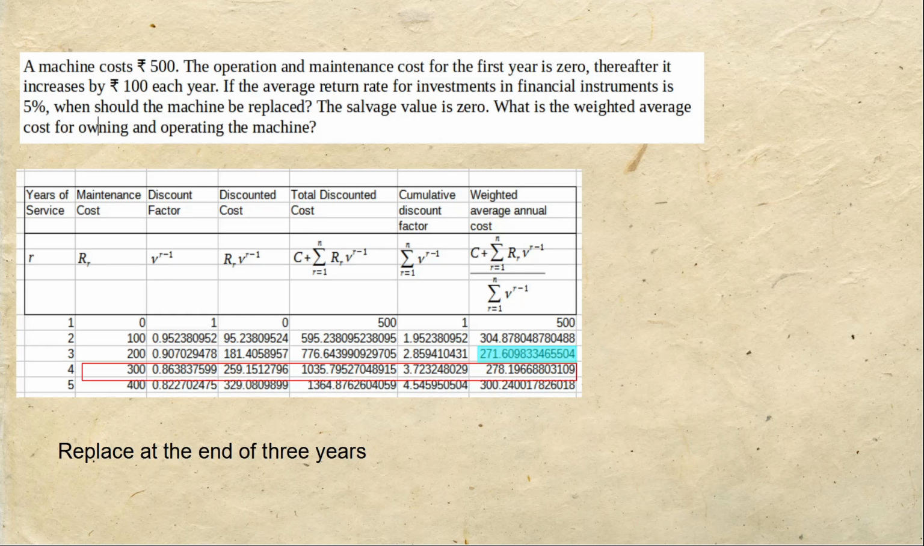So, that's it. This is the way we calculate how to find the replacement year for a machine when you have a time value for money, or where you know that money, if invested, could earn you more money because the market gives you interest on your investment.